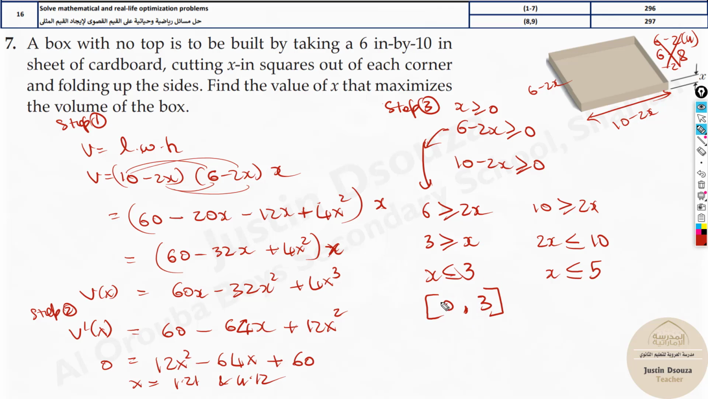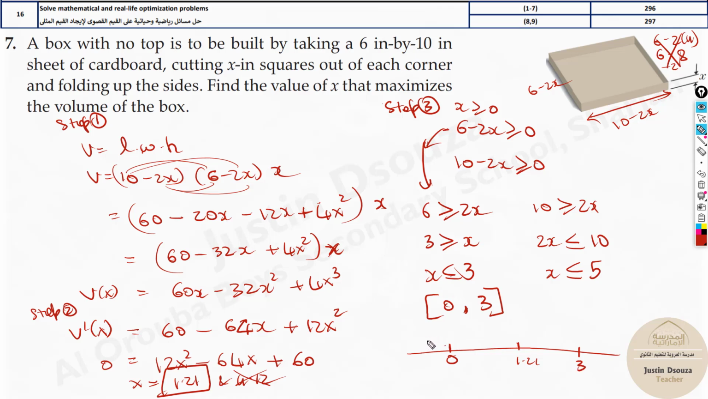Now we have this as the limits. So we can eliminate this critical number 4.12. It's not within this range. So a critical number will be 1.21. And also the end points of the limit, the closed interval, will always be included as critical numbers. So now we will see the number line method. We will start with 0, 1.21 and 3 and take some test values.